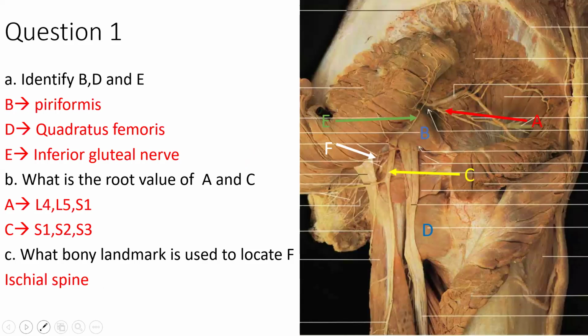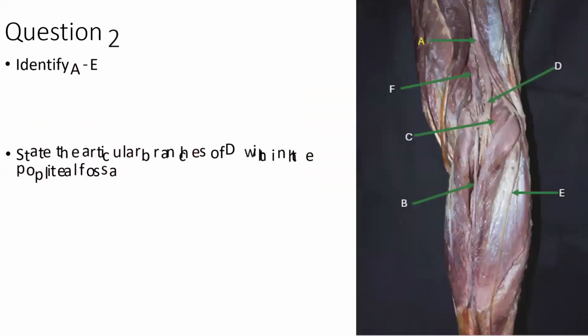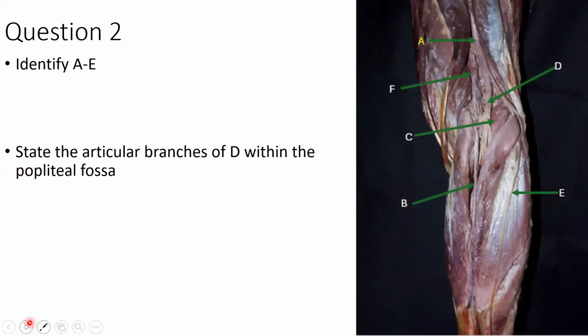Second question. Yes, this one you may or may not have seen this image. So I want you to identify A to E. So what do you think A is? What do you think B is? Guys, just name one. A, sciatic nerve. Wonderful. That's very good. A is sciatic nerve. True. What's B?